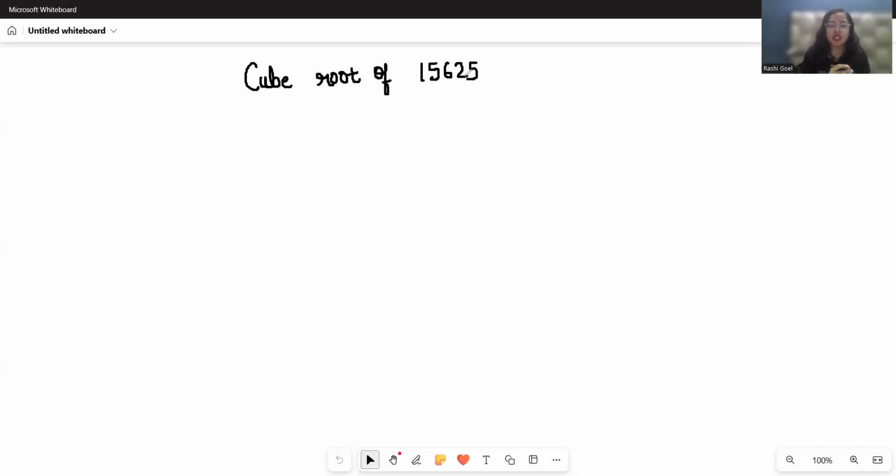15,625 looks intimidating, but it hides a perfect cube. So we will reveal how to spot it using a simple method.